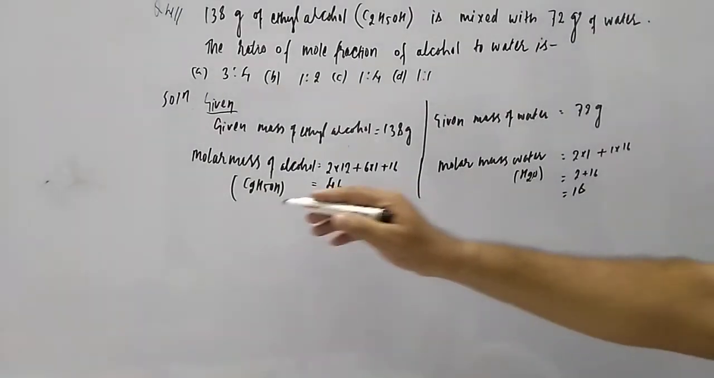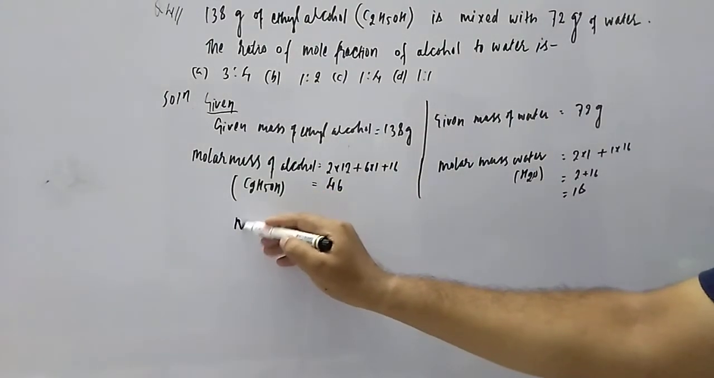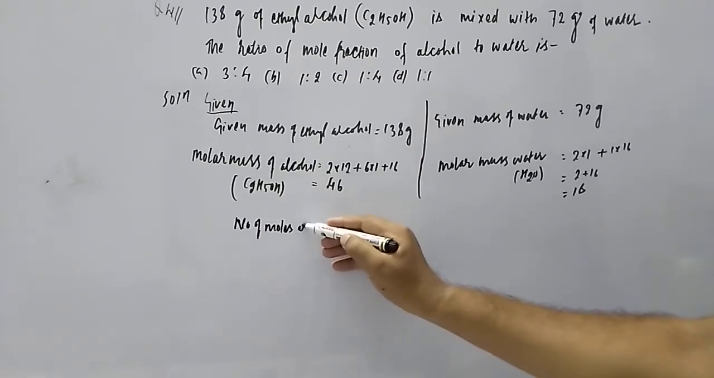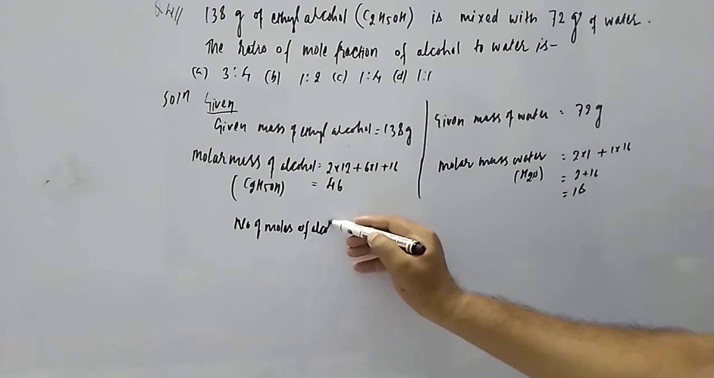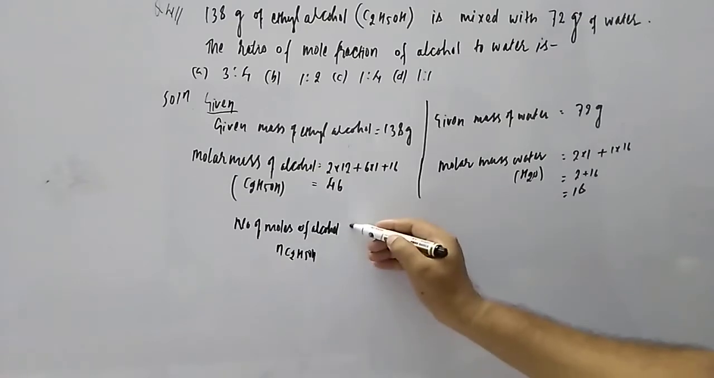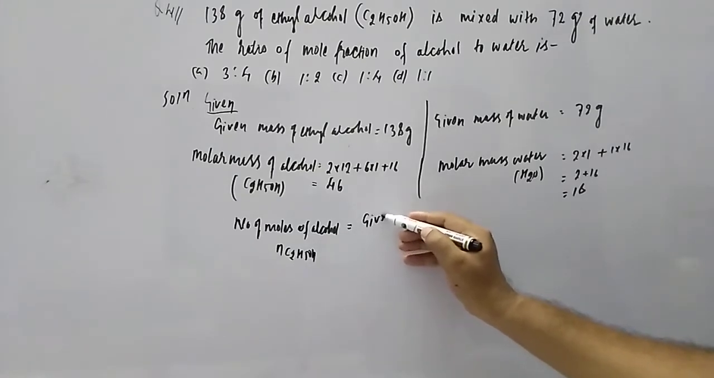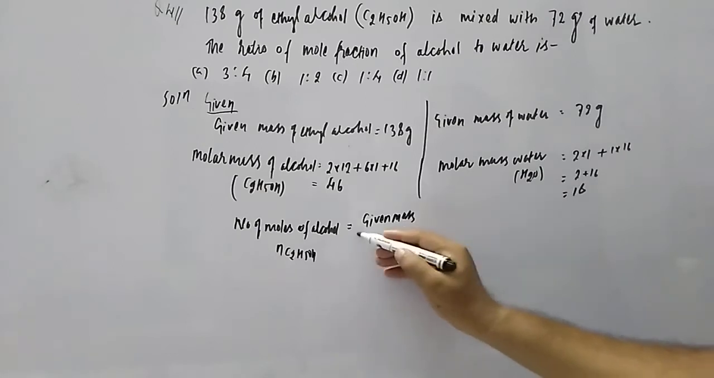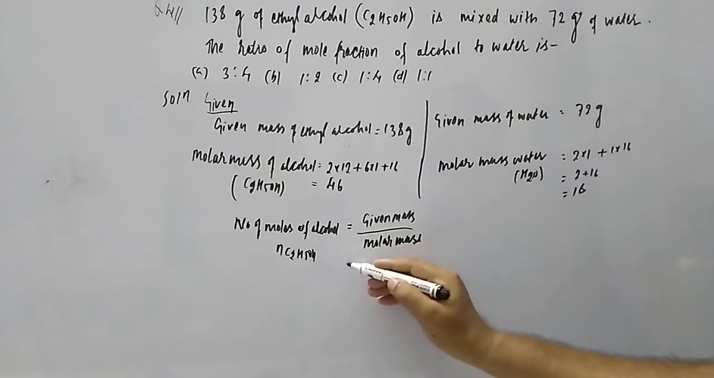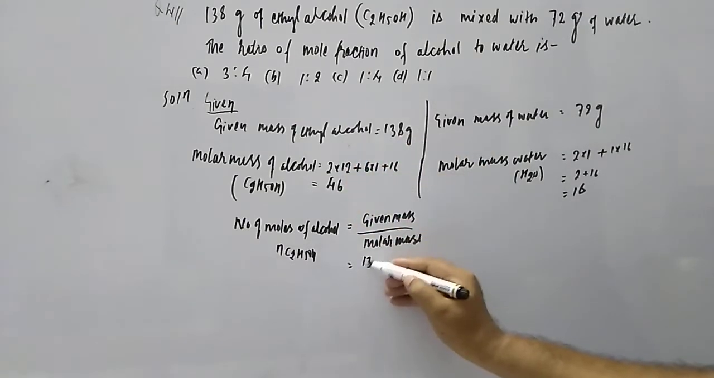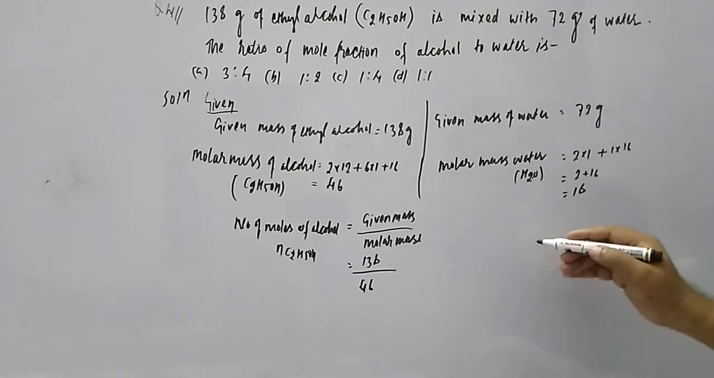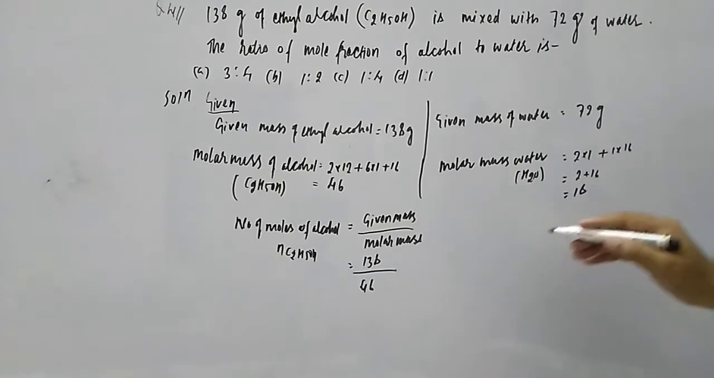Now these things we got. Now calculate the number of moles, students. Number of moles of alcohol, n of C2H5OH, is given mass upon molar mass. Given mass is 138 gram, so 138 divided by molar mass 46.